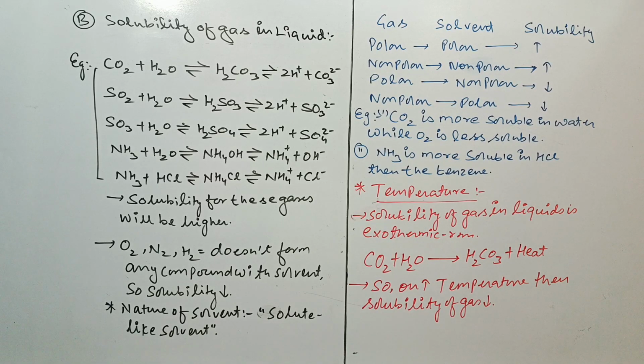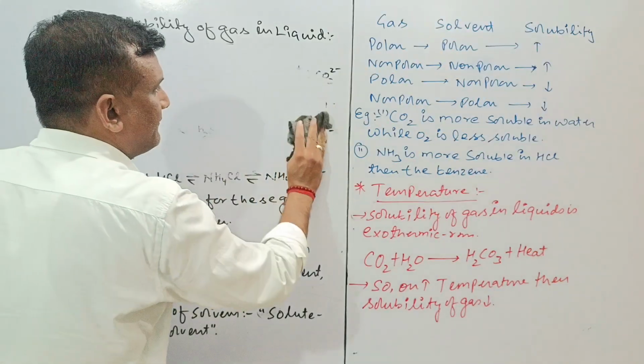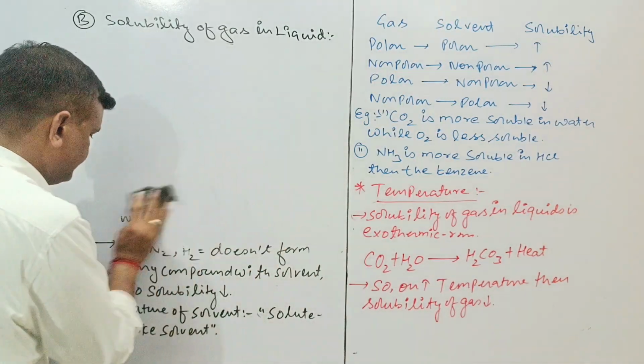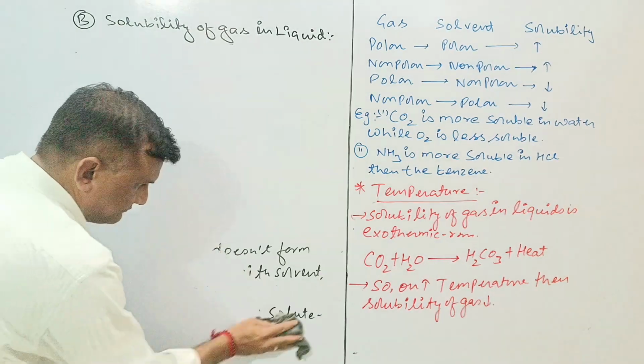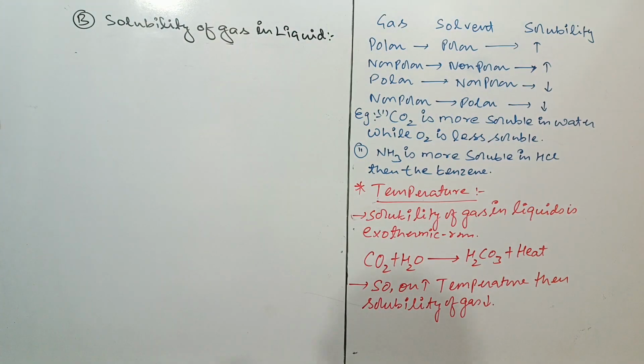See each and every factor, because this is very important. It will be used in Henry's law along with the effect of pressure, and so on. We have discussed three factors: one is the nature of gas, second is the nature of solvent, third is temperature. Now we'll go with pressure. This is the fourth factor, pressure.